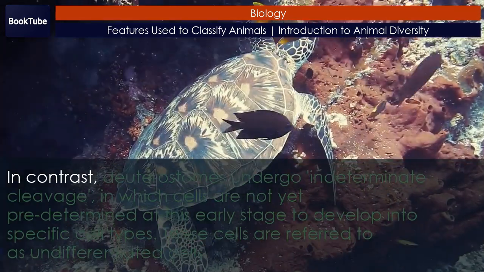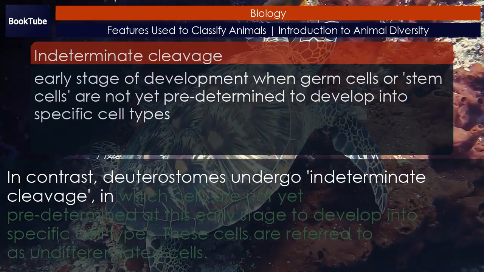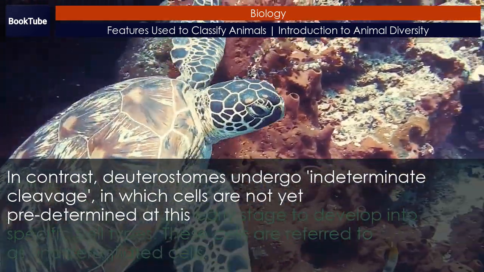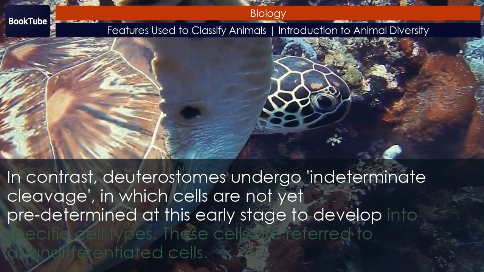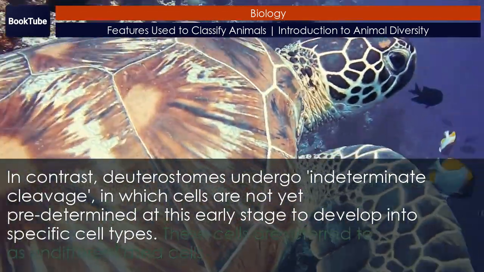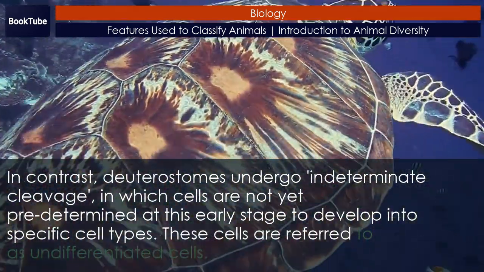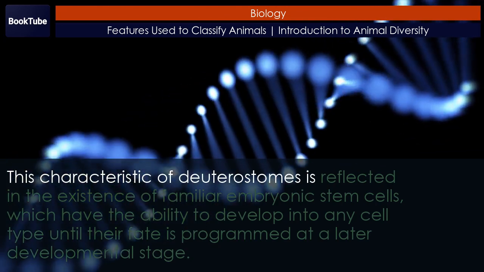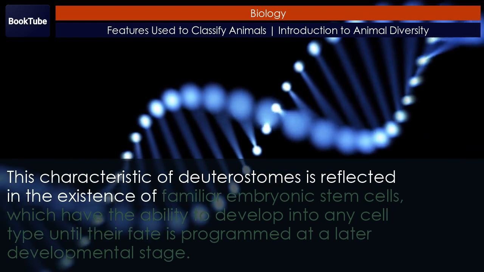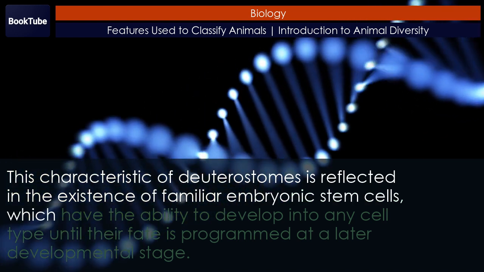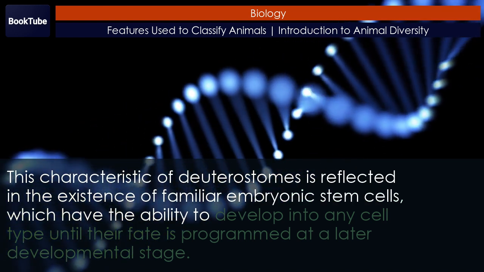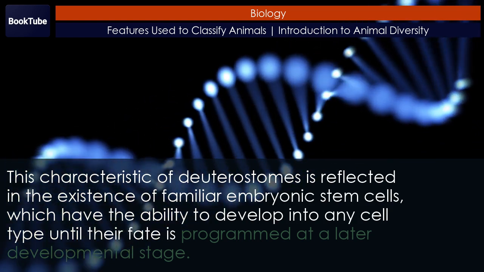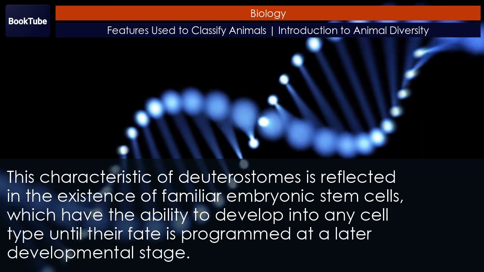In contrast, deuterostomes undergo indeterminate cleavage, in which cells are not yet predetermined at this early stage to develop into specific cell types. These cells are referred to as undifferentiated cells. This characteristic of deuterostomes is reflected in the existence of familiar embryonic stem cells, which have the ability to develop into any cell type until their fate is programmed at a later developmental stage.